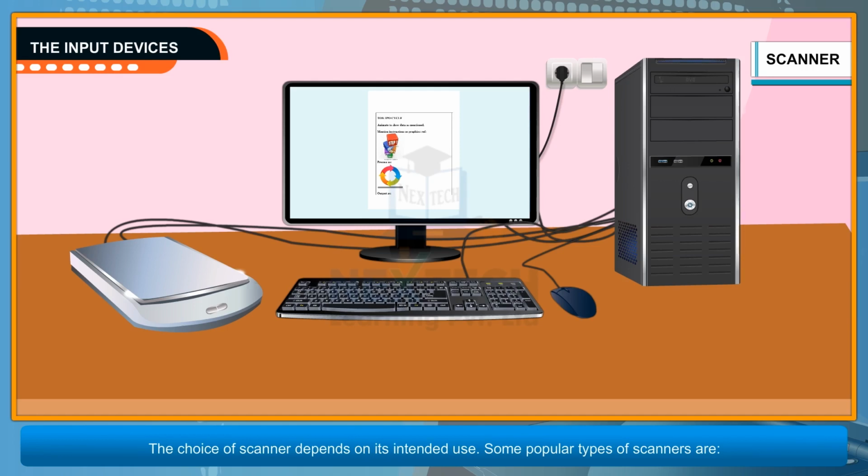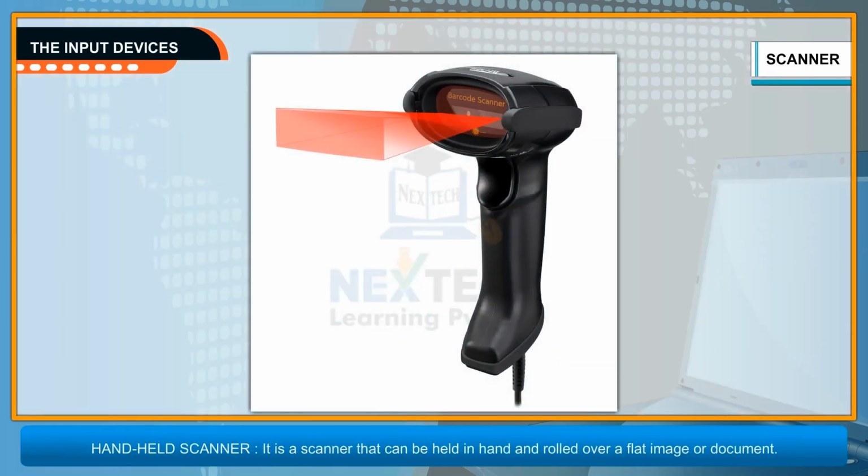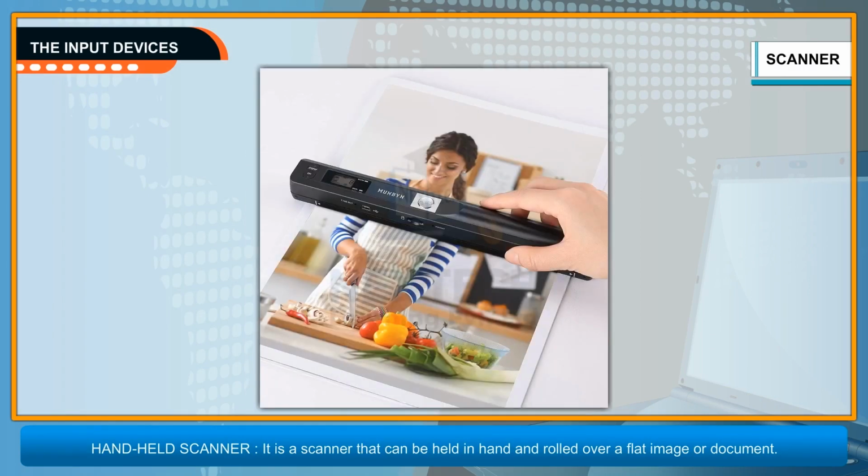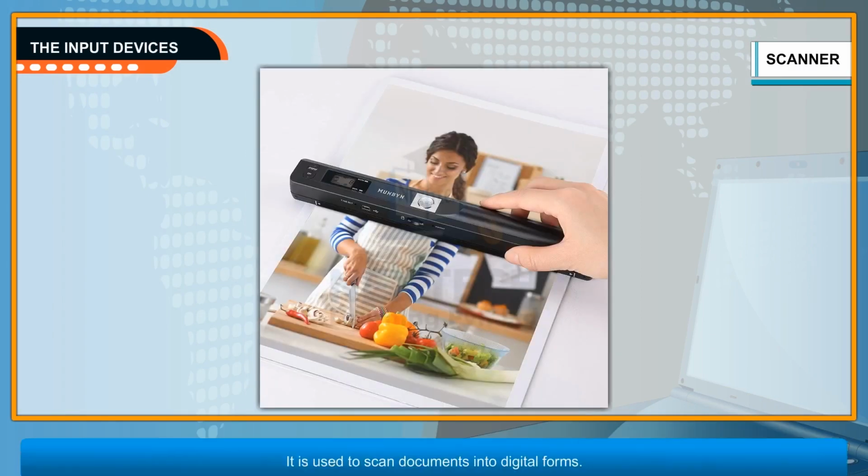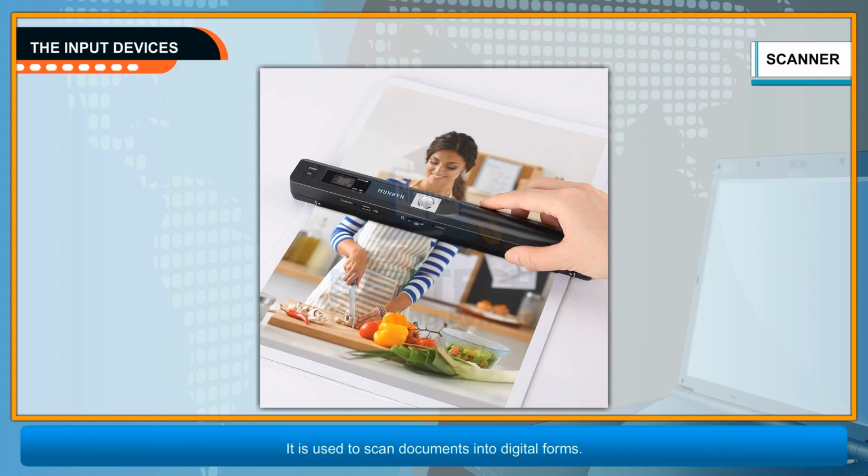Some of the popular types of scanners are the handheld scanner. It is a scanner that can be held in hand and rolled over a flat image or document. It is used to scan documents into digital forms. These types of scanners are small in size, portable, and less expensive.